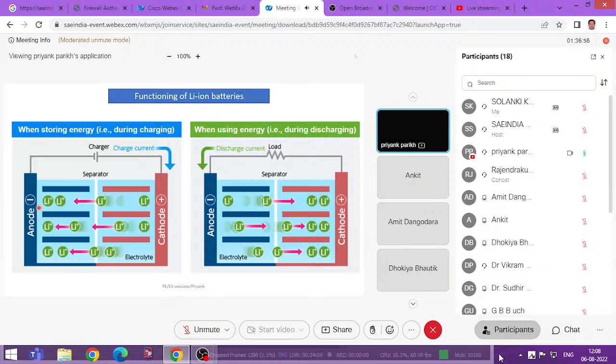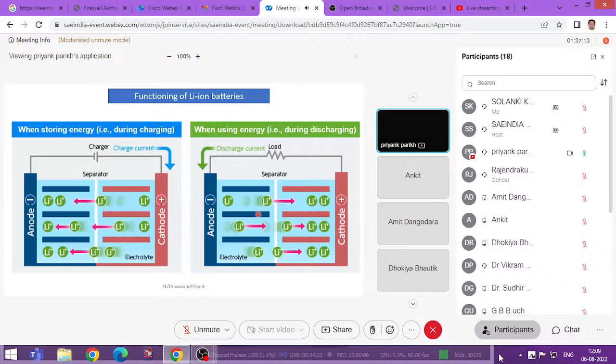And while discharging, what happens? When I'm disconnecting the charger and driving, what I'm actually doing is connecting a load to that particular cell. So during that time, the reverse function will happen. The atoms will disintegrate again into ions and electrons.